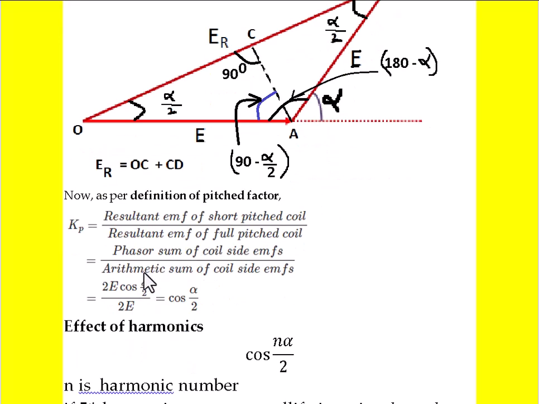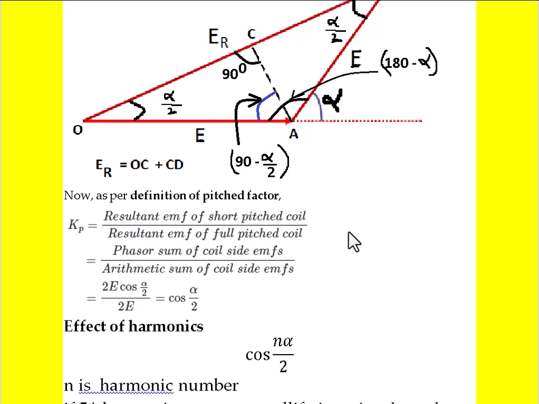So substituting those values, we get Kp, that is the pitch factor. Kp is equal to the vector sum, that is ER, which is 2E cos alpha by 2, divided by the arithmetic sum of the coil side EMFs, that is OA plus AD magnitudes, E plus E, that is 2E. Then this 2E gets cancelled. Then we get cos alpha by 2, and this cos alpha by 2 is called the pitch factor of the short pitched coil.